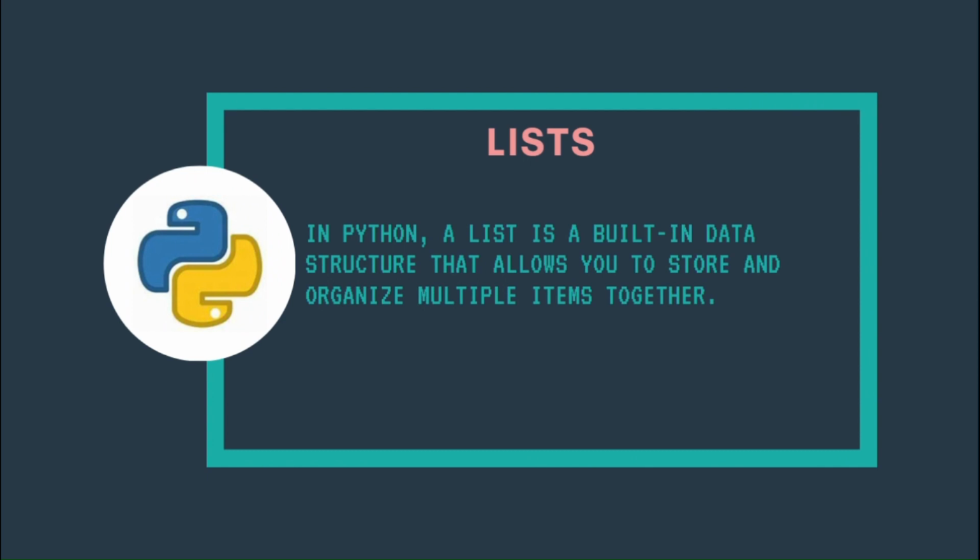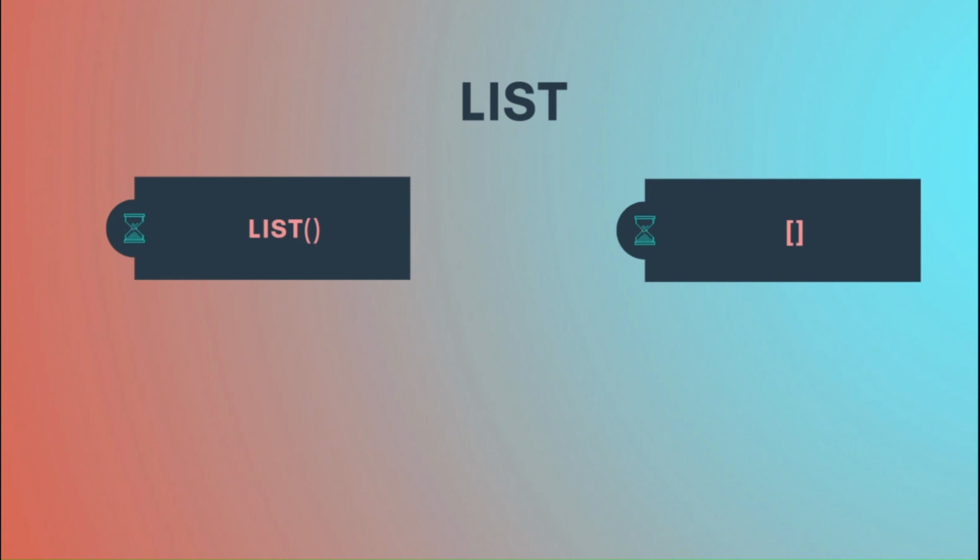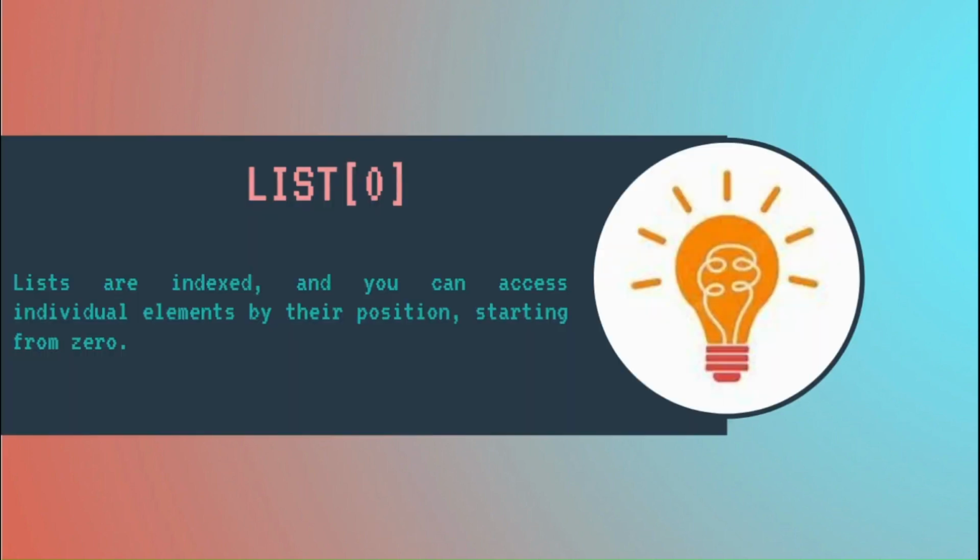In Python, a list is a built-in data structure that allows you to store and organize multiple items together. You can create a list by enclosing a comma-separated sequence of elements within square brackets or using the keyword list. Lists are indexed, and you can access individual elements by their position, starting from 0.